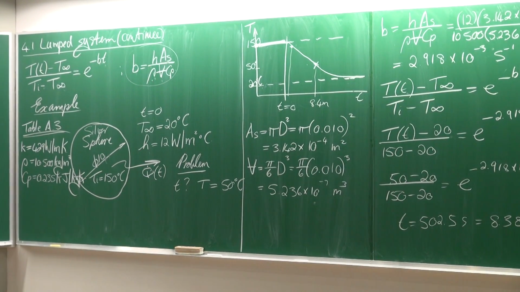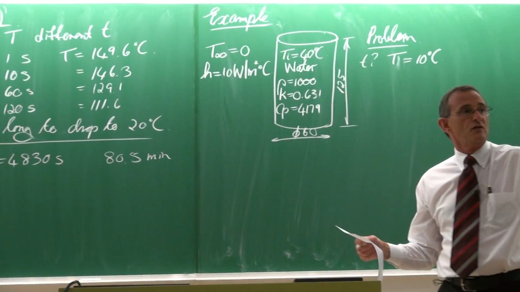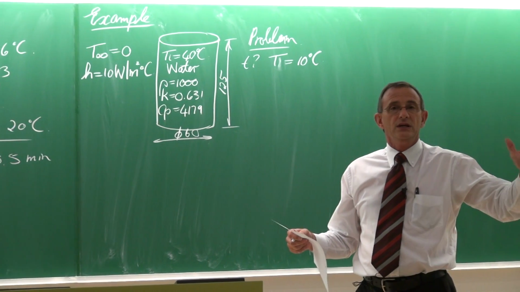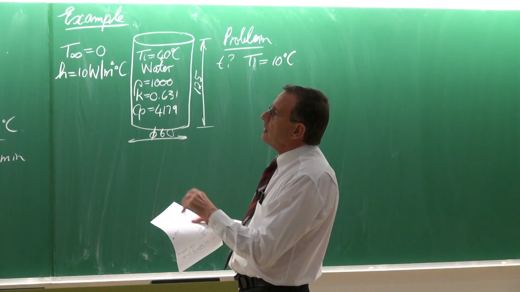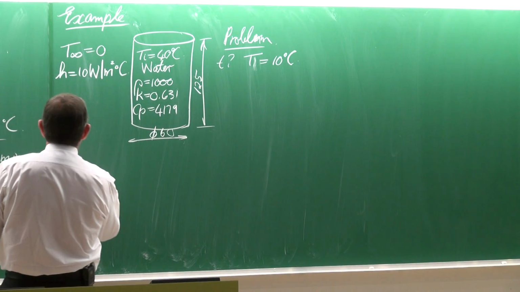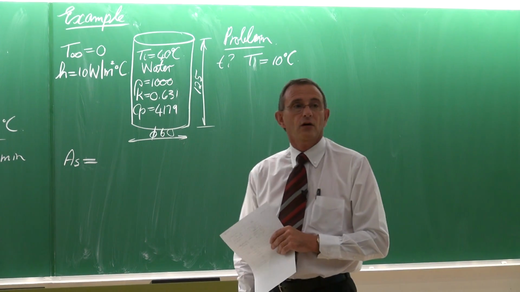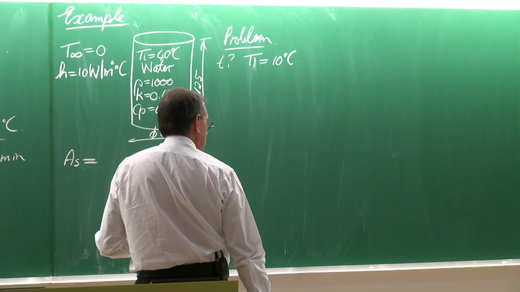So if we now look at that exponent, we see that we need to calculate the surface area of that can of beer, and we need to get the volume. All the other values are known. So let's start with the surface area. What would the surface area be of that can of beer?